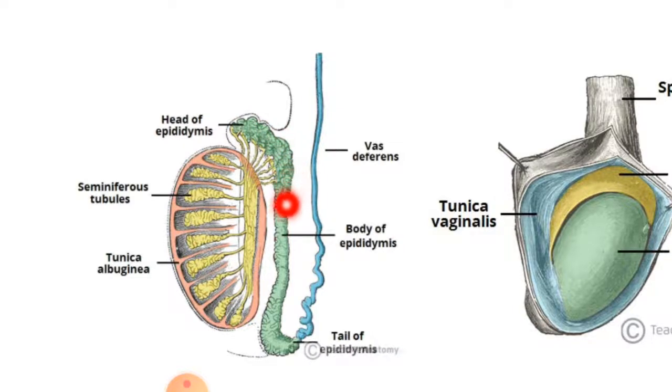We will talk about the epididymis as well, and the epididymis is divided into different parts. This is the head of the epididymis, this is the body of the epididymis, and this is the tail of the epididymis. So all these seminiferous tubules are converging at the head of the epididymis, and when the epididymis leaves the scrotum, then we will call it the deferent duct or the vas deferens.